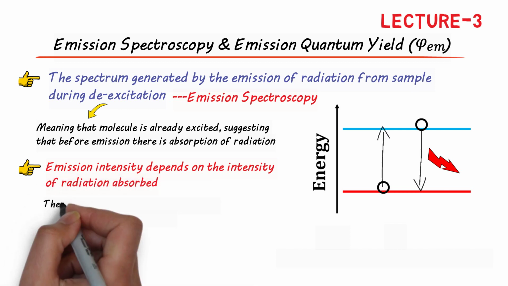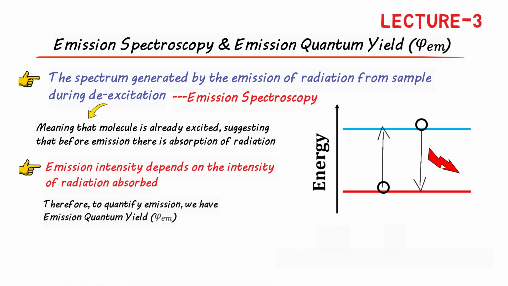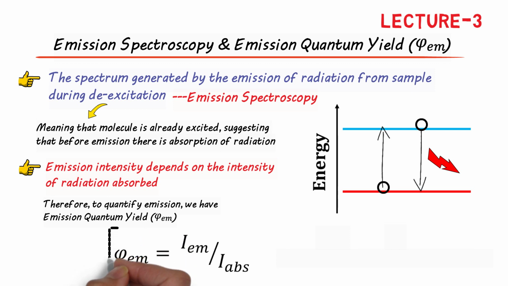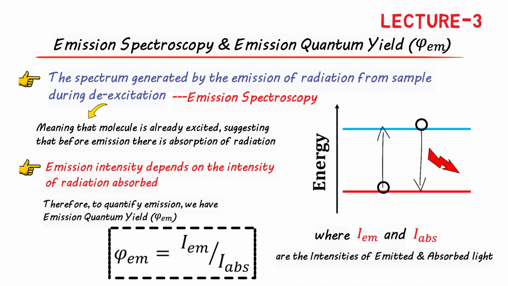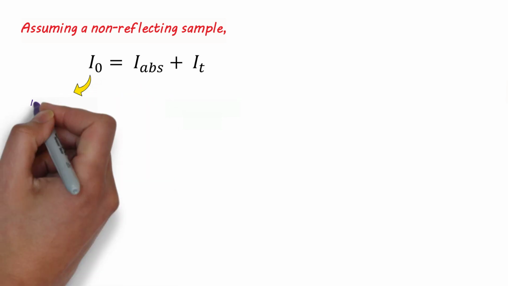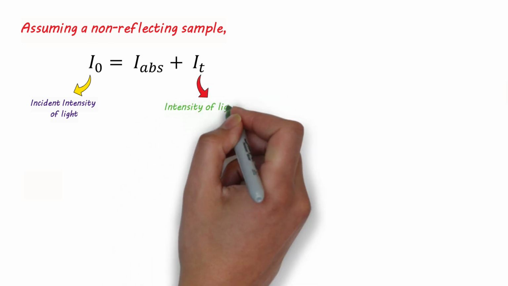Now, to quantify that emission, we have a term called emission quantum yield phi-EM, which is defined as phi-EM equal to IEM by IABS, where IEM and IABS are the intensities of emitted and absorbed light. Now, let's consider a non-reflecting sample such that some part of the incident intensity of radiation gets absorbed and some part is transmitted. Therefore, we can write I0 is equal to IABS plus IT, where I0 is the incident intensity of light and IT is the intensity of light transmitted.